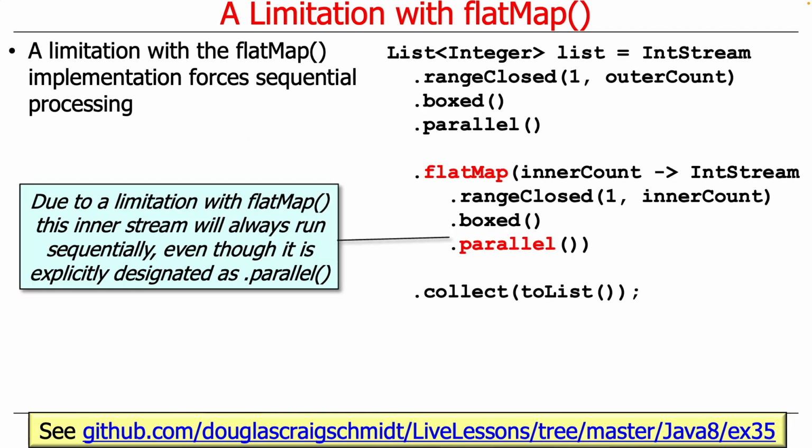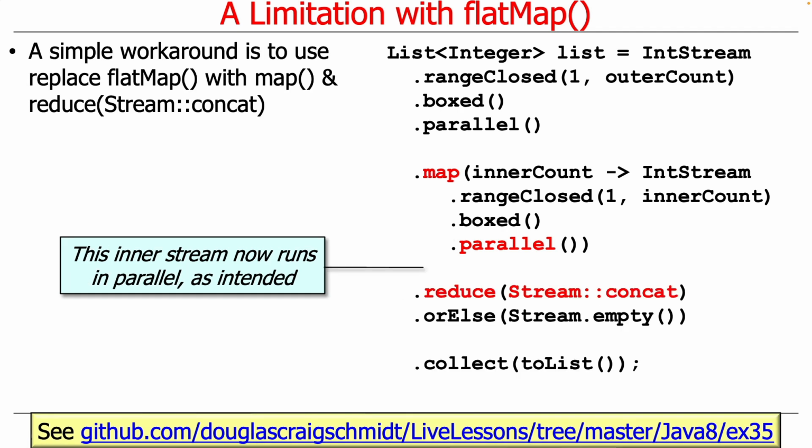I have a really cool example here in my EX35 project in Java 8 folder in Live Lessons GitHub repository that demonstrates this limitation with flatMap. And it's really cool because you can actually literally see it. You can visualize it. It'll show you the threads that the code is running in. And if you use this in parallel, it still runs sequentially, even though we said, I want you to run in parallel, please. It'll do things sequentially. So how do you solve this problem?